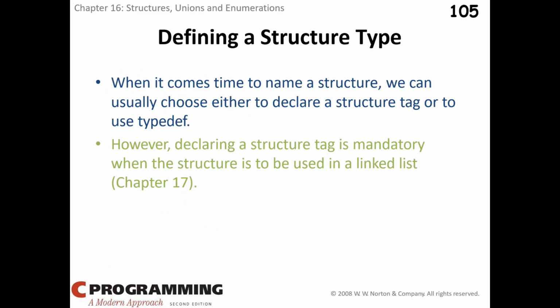So when we define a structure, we have two options for naming it. We can either declare a structure tag or use typedef, and the choice between these two options depends on the specific requirements of our programs. However, it's important to note that declaring a structure tag becomes mandatory in certain situations, such as when the structure is intended to be used in a linked list. And linked lists, which are covered in chapter 17, which we're not going to cover in this course, are fundamental data structures in computer science, and they consist of a sequence of elements, each containing a reference to the next element in the sequence.